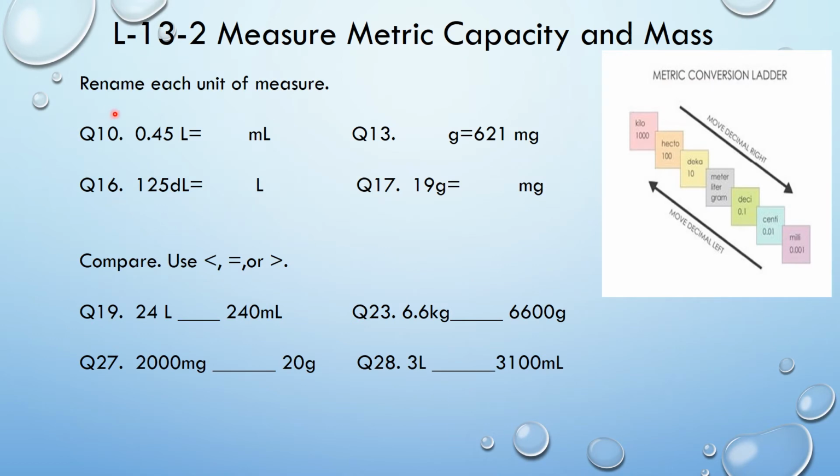Now rename again in continuation. Rename each unit of measure. 0.45 liter to the milliliter, liter to the milliliter. 3 steps down, right. That means move towards right. 1, 2 and 3. Then you add zeros after that. 450. Just check, you can. Yes, 450.